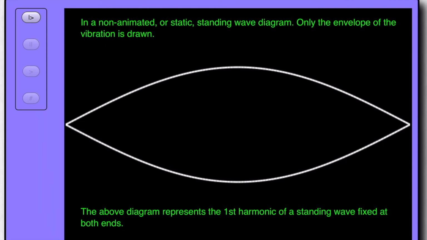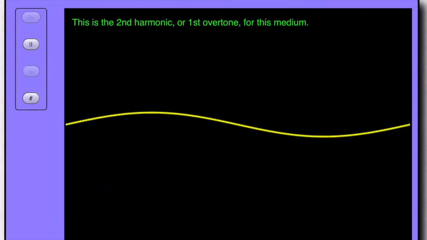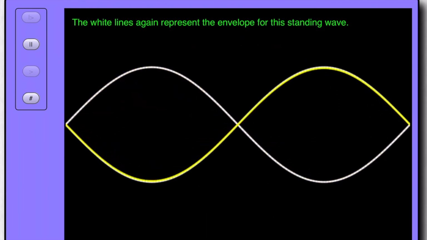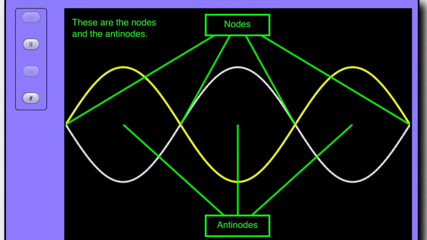So you can do a lot with pattern recognition. Fundamental, or n equals 1, is one bump. N equals 2, the second harmonic, is two bumps. And n equals 3, the third harmonic, is three bumps. So imagine the fourth harmonic. There should be four bumps.